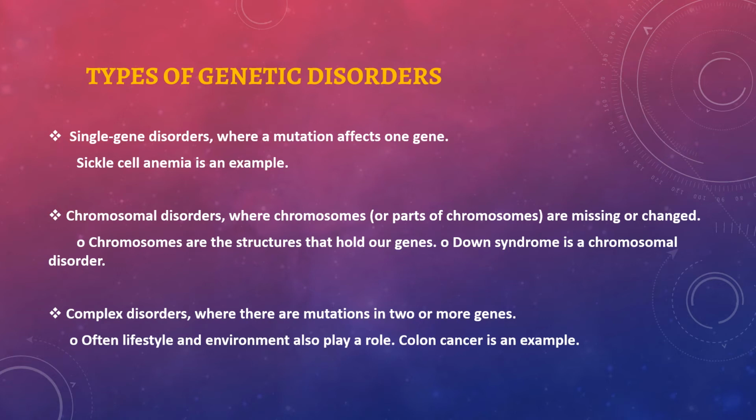So these are the three types of genetic disorders. One, if there is a change or mutation in one single gene, that is called a single gene disorder. If there is any change or mutation in chromosomes, if the number of chromosomes is less, or there are too many chromosomes, then we call that a chromosomal disorder. And third is complex disorders, when there are mutations in two or more genes.